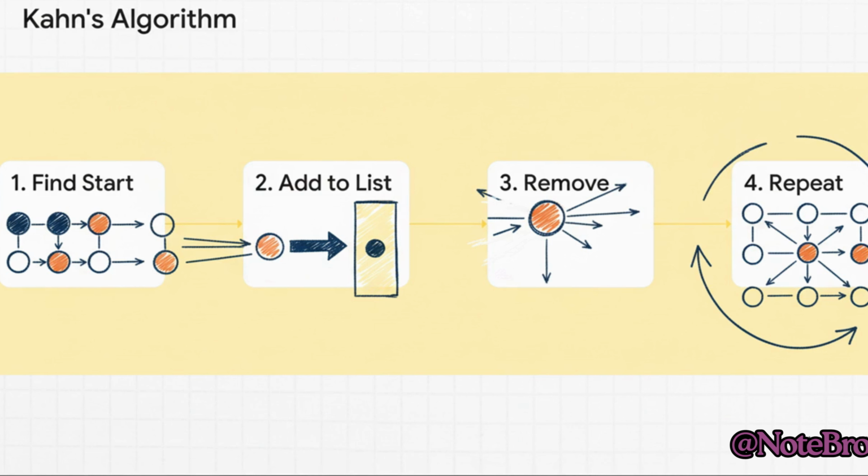Then you basically just erase it and all its outgoing arrows from the graph. And what happens? Well, that might reveal a new task, maybe task B, that now has no incoming arrows. So you add B to the list and you just repeat the process. You just keep plucking off the ready tasks until your list is complete.